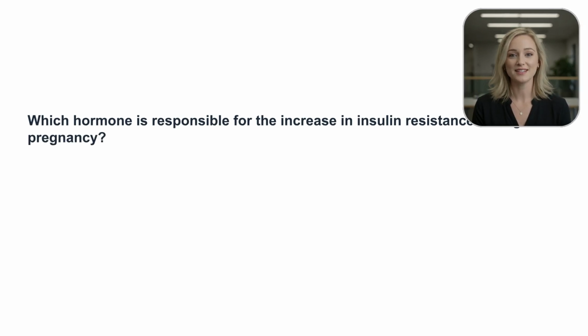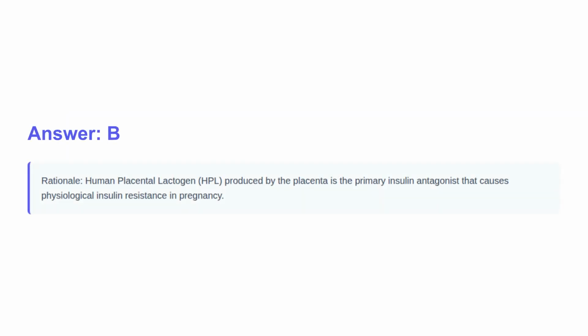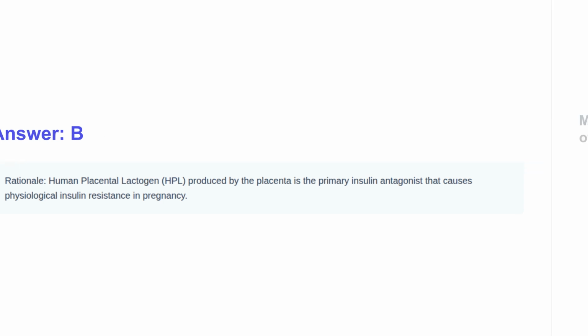Which hormone is responsible for the increase in insulin resistance during pregnancy? The options are progesterone, human placental lactogen, HPL, estrogen, and relaxin. The correct option is B. Human placental lactogen, HPL, produced by the placenta, is the primary insulin antagonist that causes physiological insulin resistance in pregnancy.